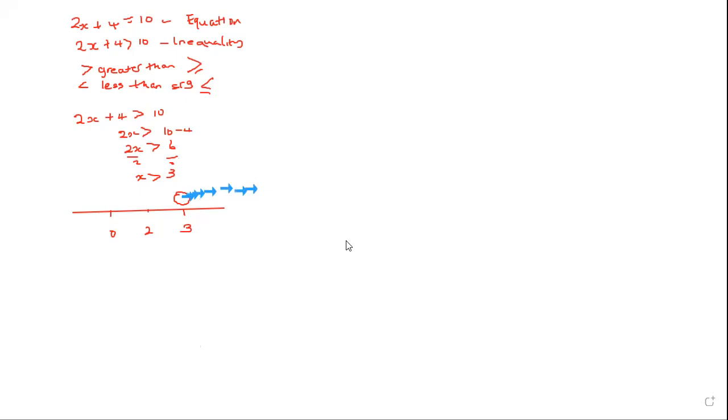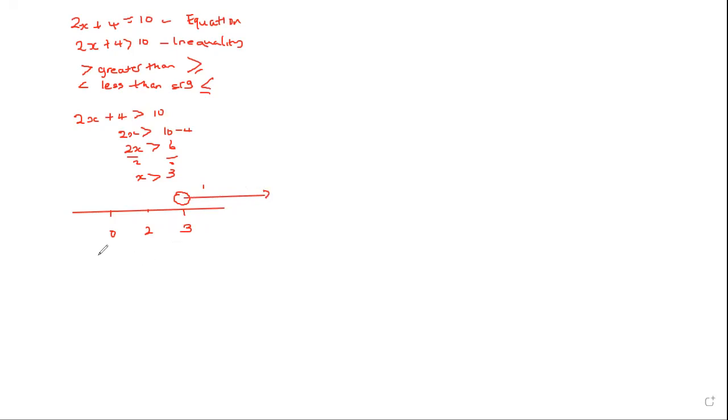So when you want to represent this, we are representing all the numbers that are on the far right. These are the numbers representing x greater than 3. So we draw a line showing that the numbers are on your far right. That is what we are supposed to do. You put an arrow, and then we have represented the answer on a number line.